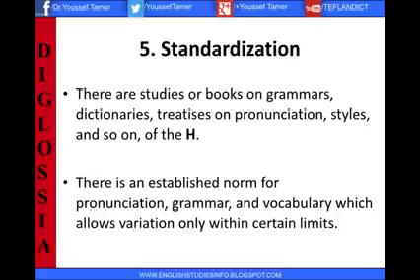Standardization. It means that there are studies and books on grammars, dictionaries, treatises on pronunciation, styles, and so on of the high variety. There are lots of books that describe the grammar, the norms, the linguistic norms of Standard Arabic in terms of phonology, phonetics, grammar, syntax, morphology, while the ones for Moroccan Arabic are growing only recently. Okay, so therefore standardization differentiates between the high variety and the low variety.